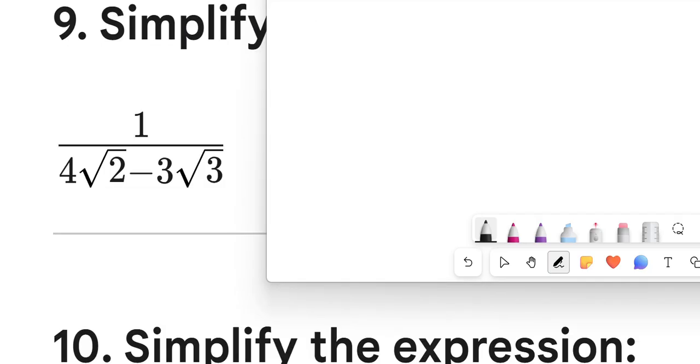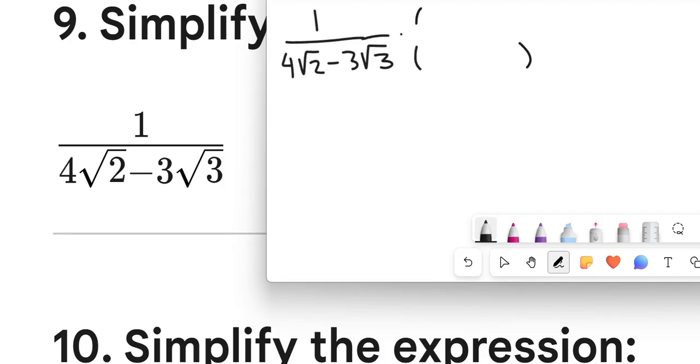Alright. Okay, then we have another one. It's getting more and more difficult, as we can see. So, 1 over 4 radical 2 minus 3 radical 3. So, as we said, we multiply by the opposite sign of the same thing. 4 radical 2 plus 3 radical 3.